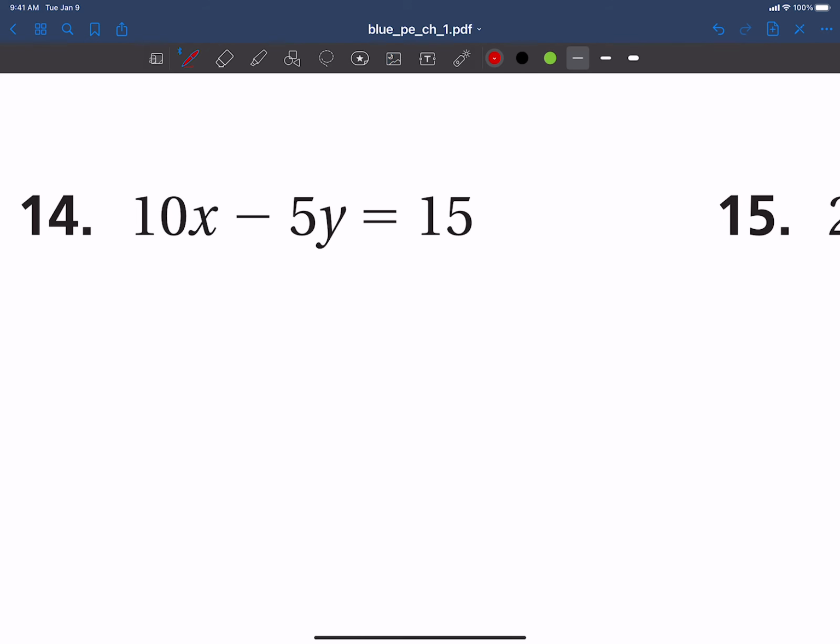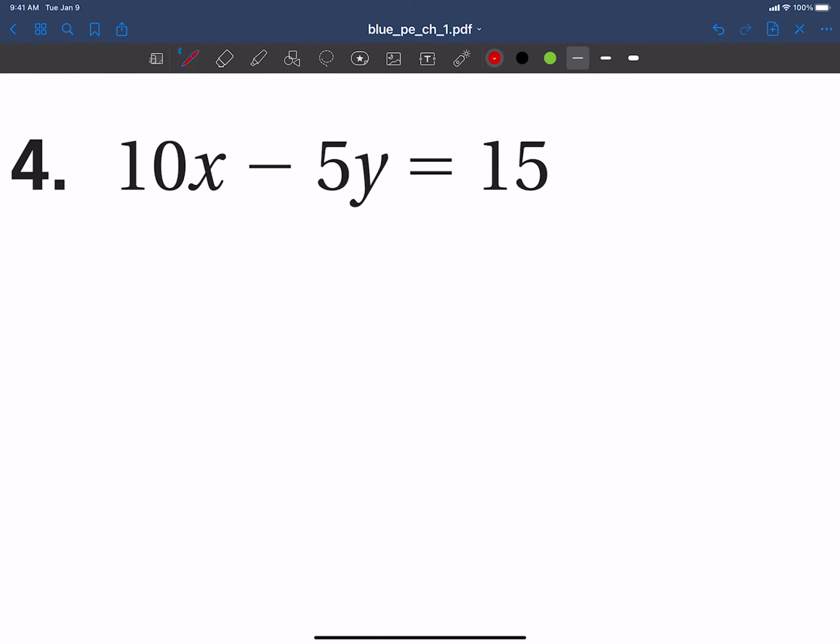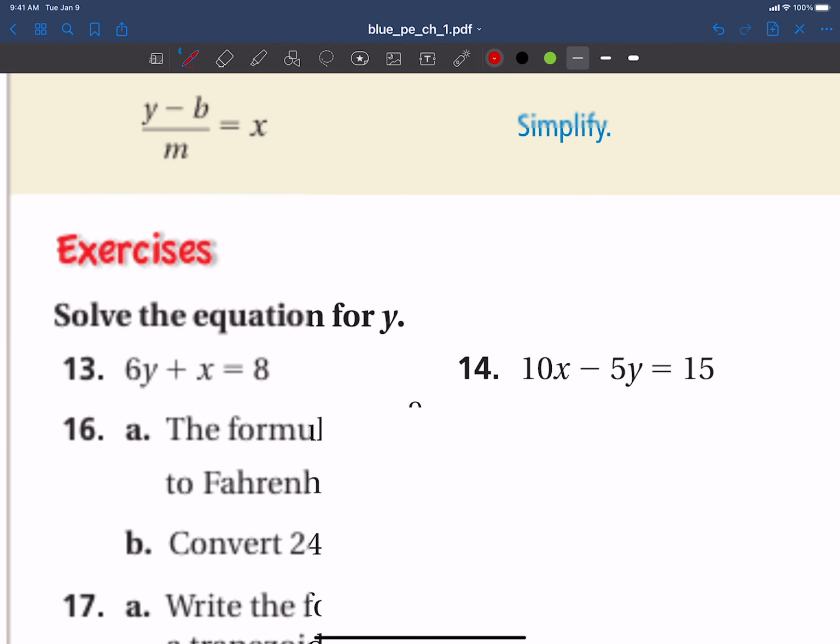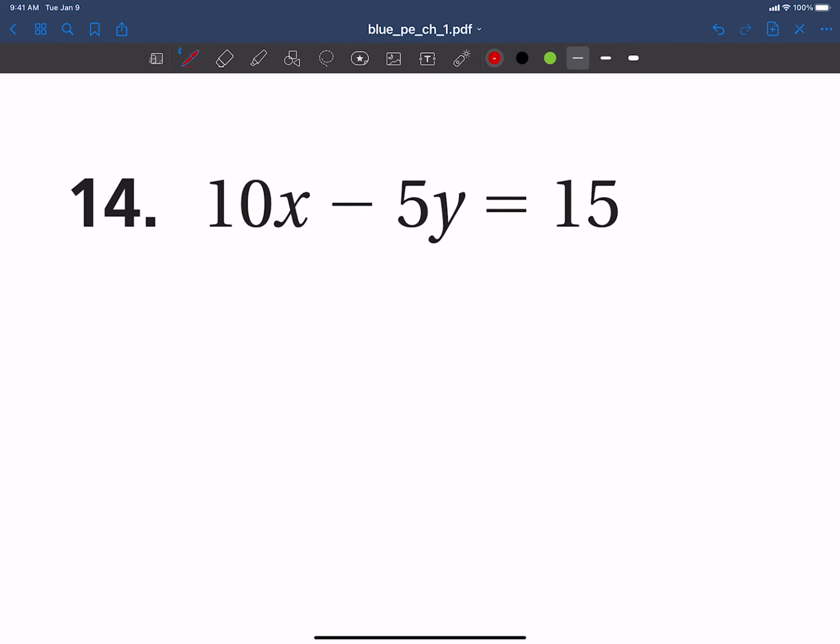Always read the directions, because I just now looked at this and was like, oh, let's just solve for y, but I can't assume that. It does say solve for y, but don't assume it. Always read the directions. My job is to get y all by itself. Do the opposite of the order of operations. So I'm not going to divide by 5 first. What am I going to do first?